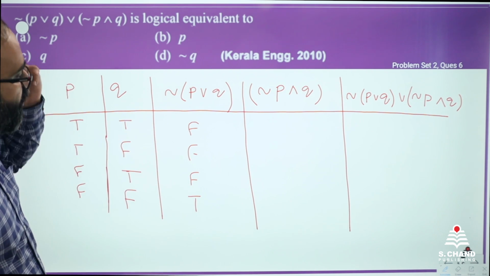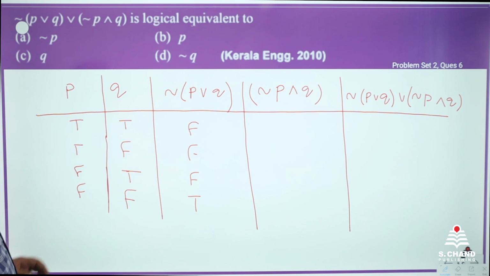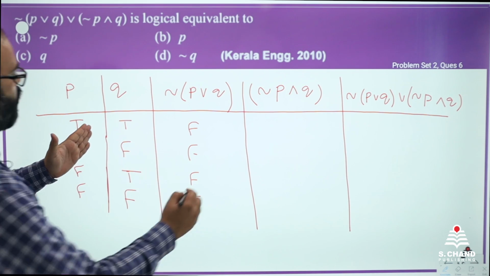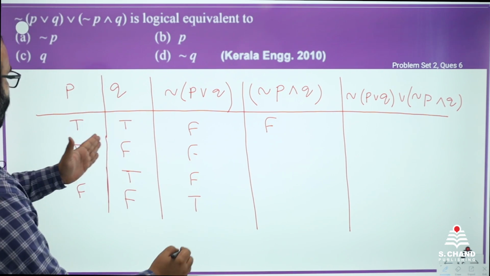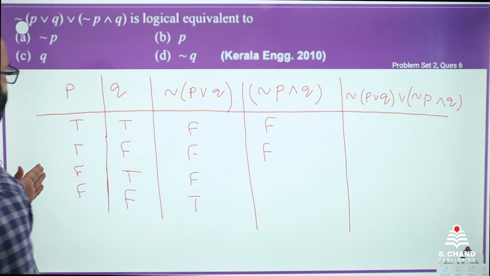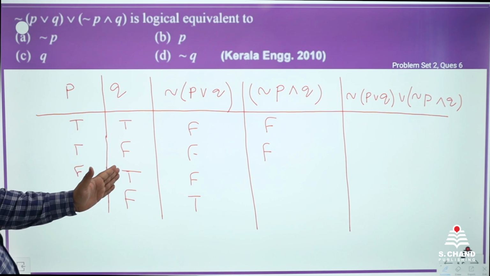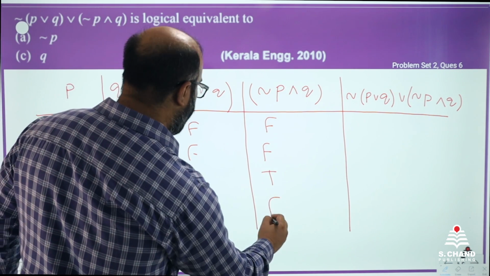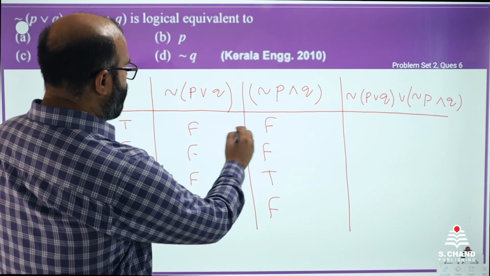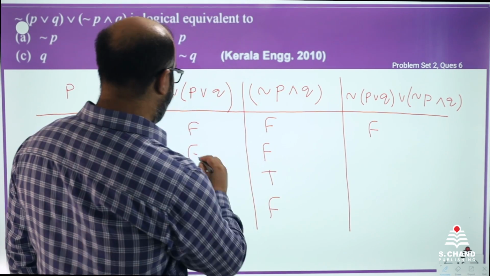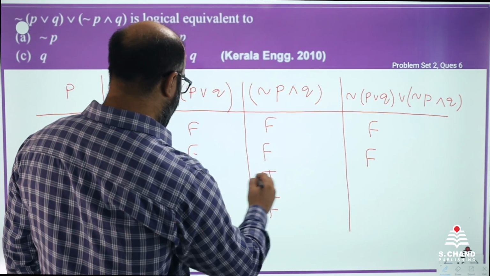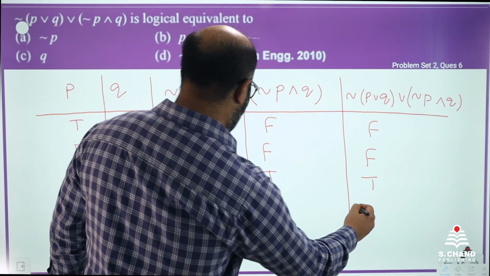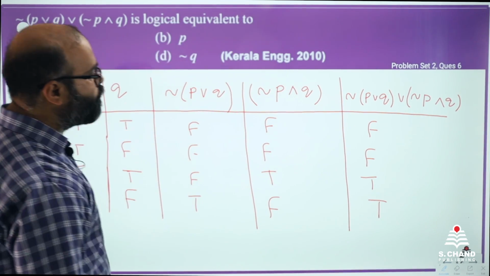Now in the second one, not P and Q, what will happen? This will be false, this will be true, so you will get false. This will be false and false, you will get false, and true will be true. And here true and false will be false. This is what you are getting. Now take the OR. So false or false is false, false or false is false, false or true is true, and true or false is true, like this.